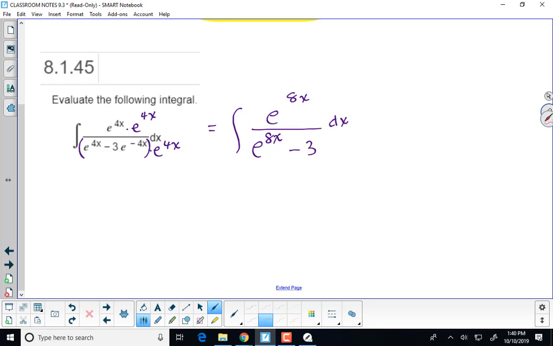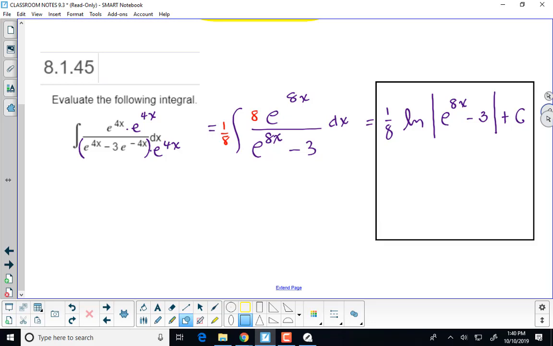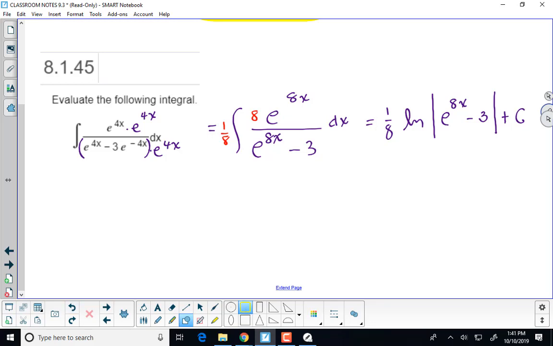Oh, smart substitution. And what technique or what form is this integrand in? Log form. Oh, wow, such a cool example. The derivative of the denominator is e to the 8x times 8. So I'm going to put an 8 there and a 1/8 there. Now it's perfect. So we get 1/8 times the natural log of the absolute value of the denominator. All right, so that's our answer.